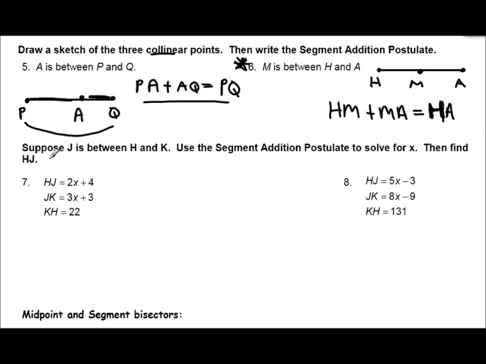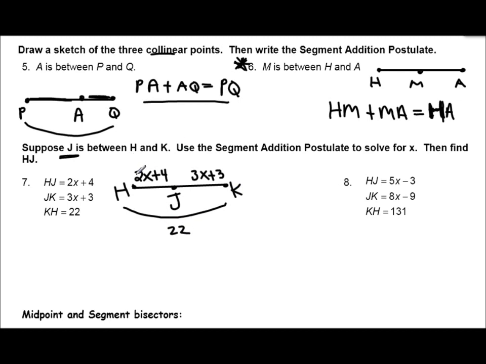Okay, so for number 7, we're going to suppose that J is in between H and K, and then we're going to fill in the measures that they gave us. So they said HJ is 2x plus 4. They said JK is 3x plus 3. And then they said KH is 22. So from K to H is 22.